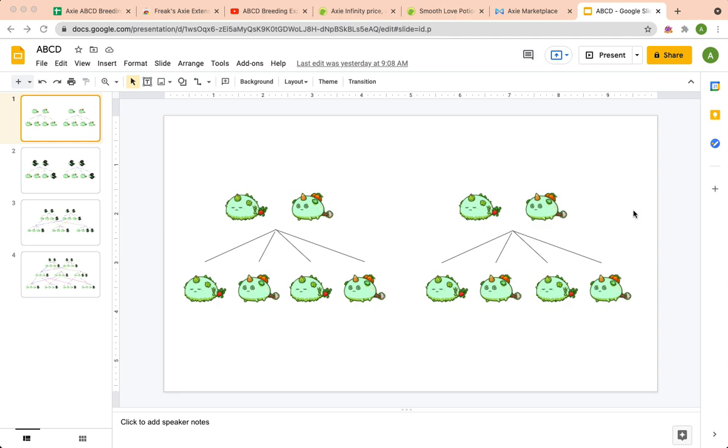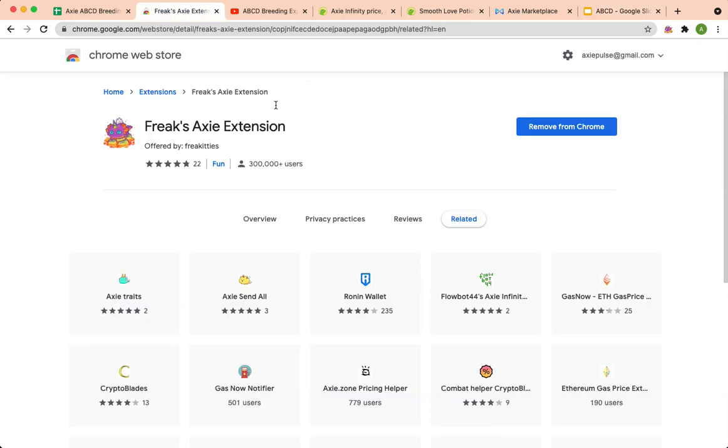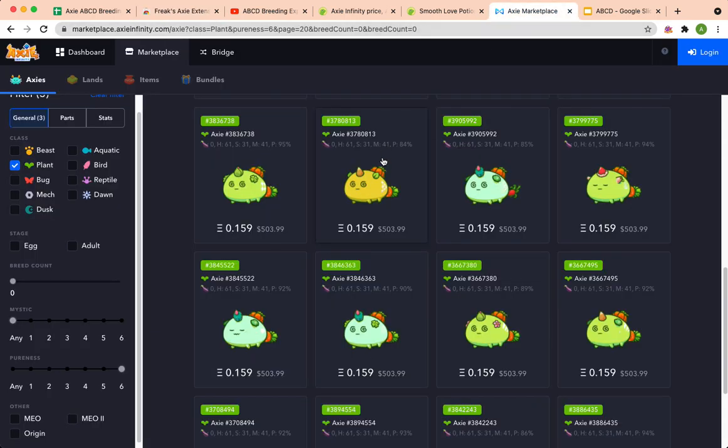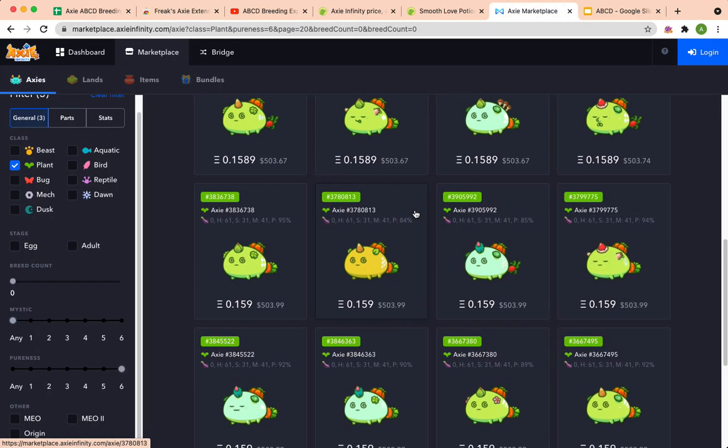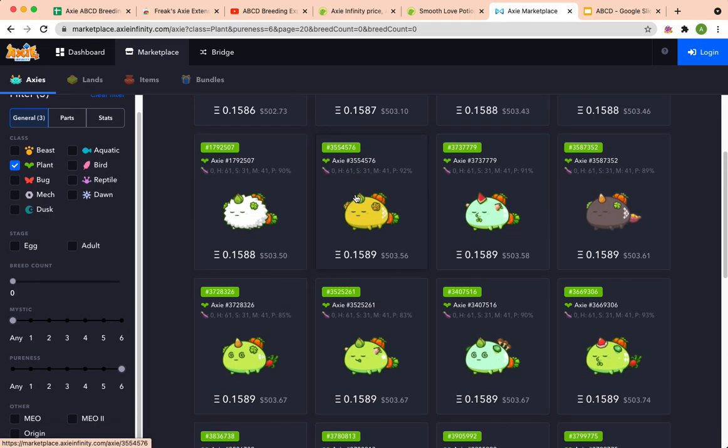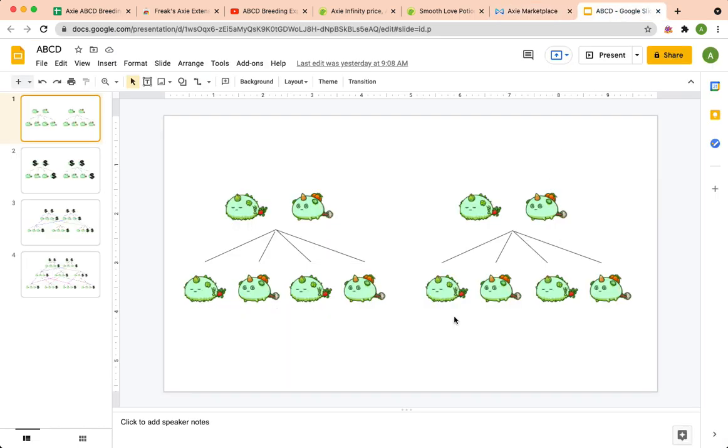So generally people have been looking at 95% plus at least in terms of purity. And the way you can look that up is using the Freaks Axie extension. You can grab that anywhere. I'll put a link on this video as well. But basically with that extension, once you go into the marketplace, you will be able to see the genes and the purity of different axes. So all of that is available for you to use.